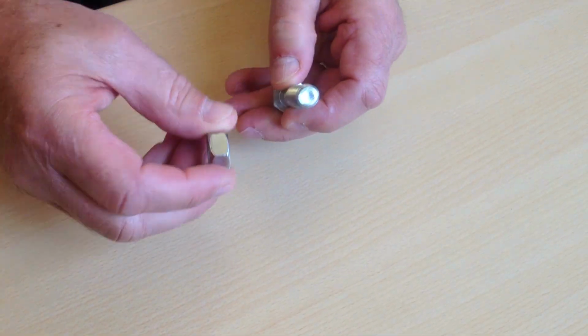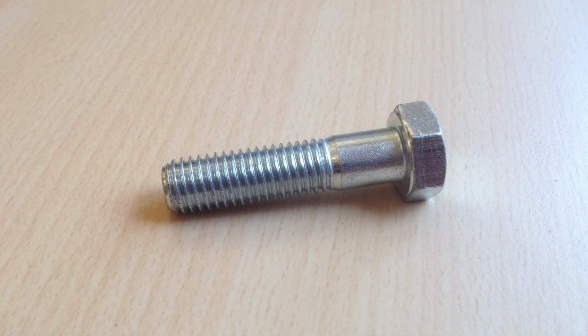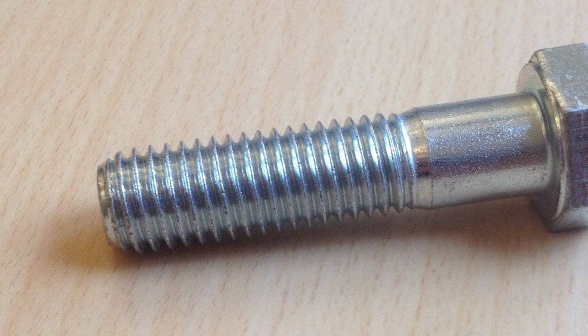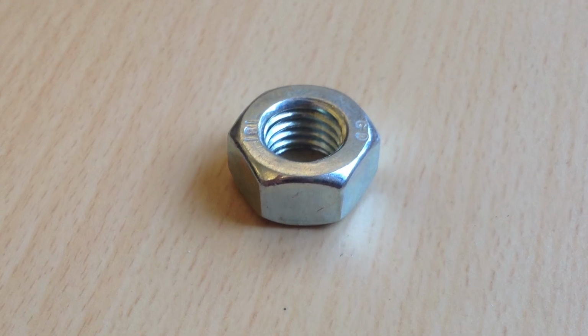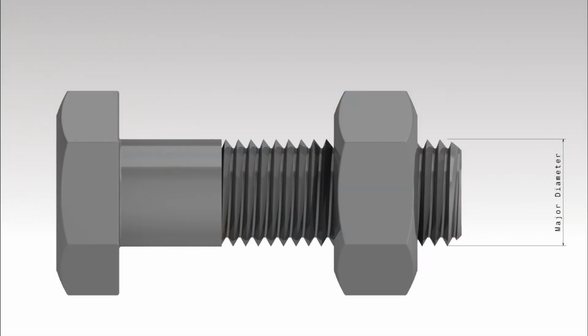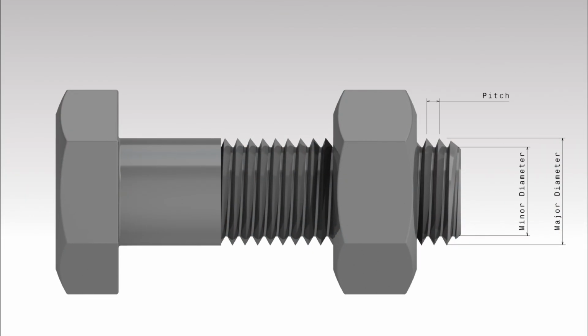A bolt and a nut are the typical example of screw thread. The bolt contains an external thread, the nut contains an internal thread. The thread has a major diameter, a minor diameter, and a pitch, representing the distance between two tracks of the thread.